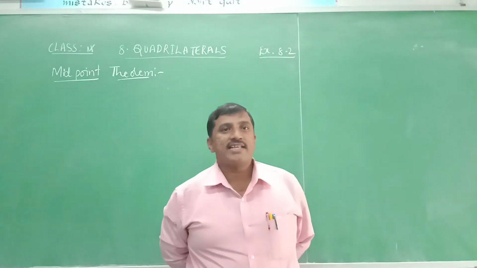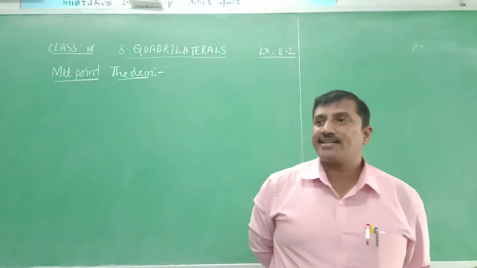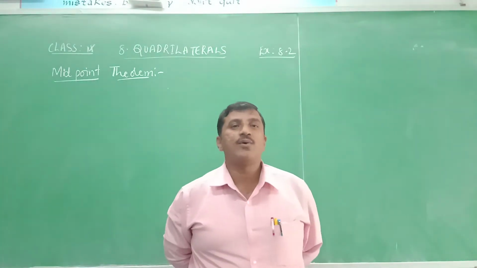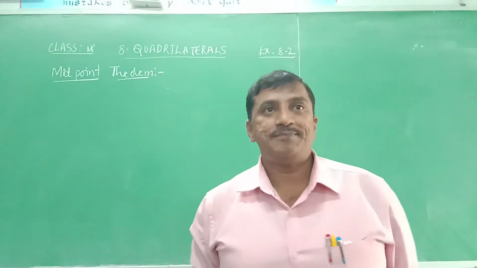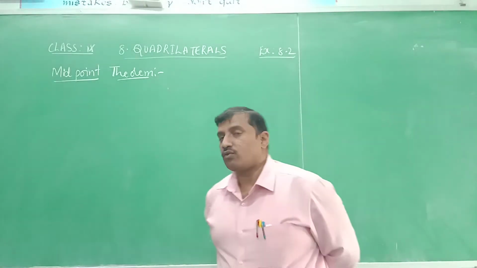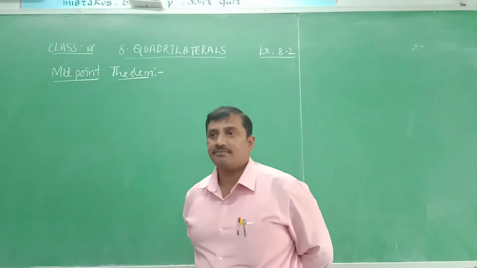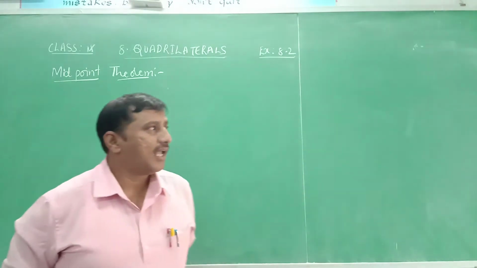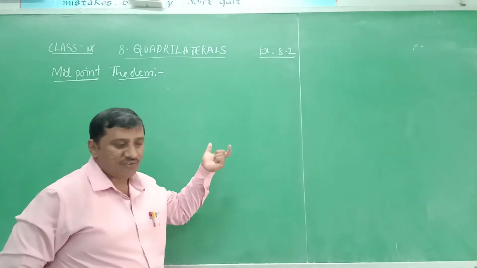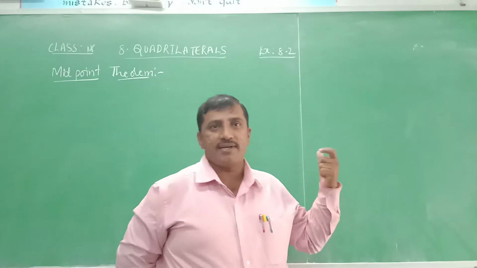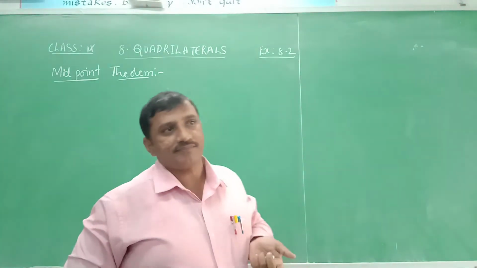We are discussing the quadrilaterals chapter. In the previous session we discussed theorems related to parallelogram and different kinds of quadrilaterals. Today we are going to discuss one more theorem, that is midpoint theorem. Midpoint theorem. It is related to a triangle. The properties of triangles we studied in triangles chapter. Here we are going to discuss one more property of a triangle.